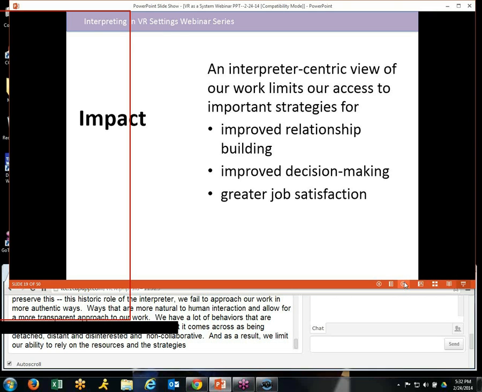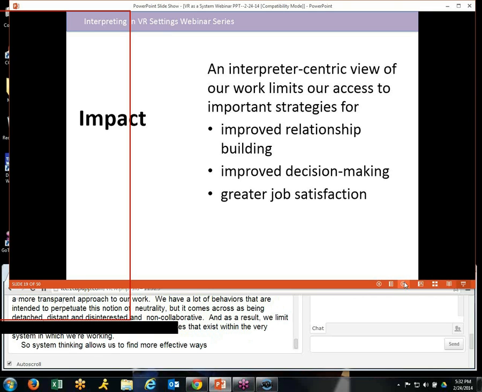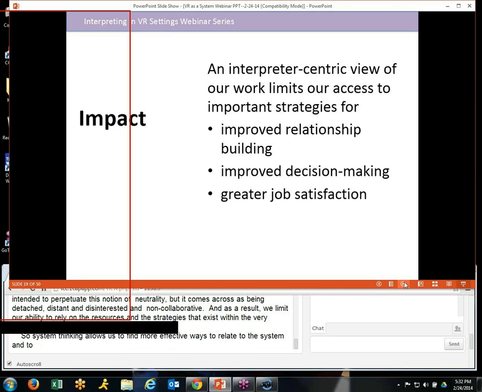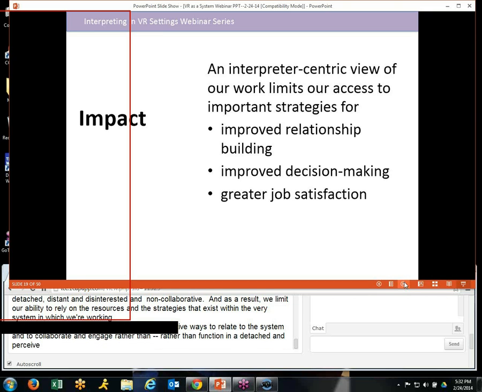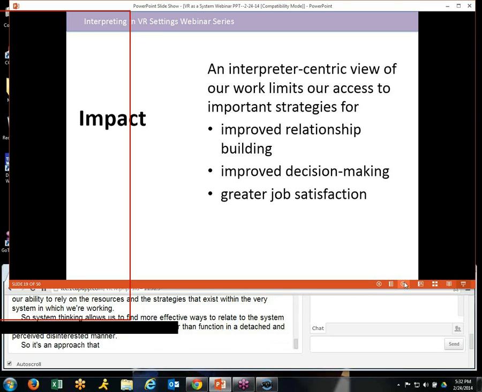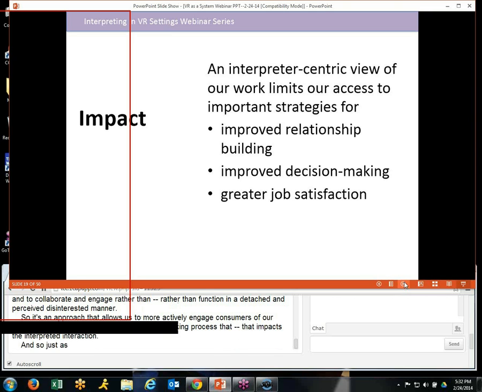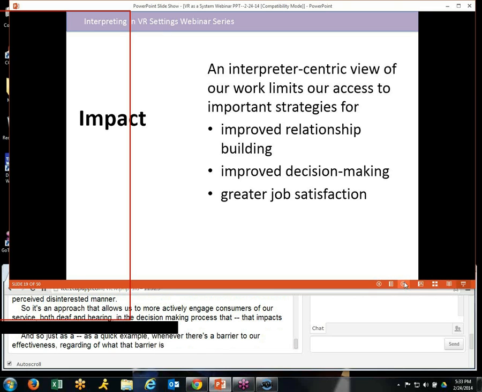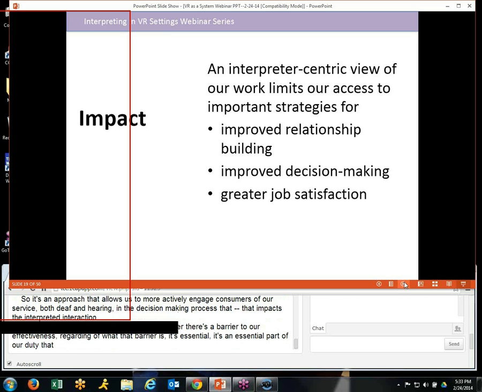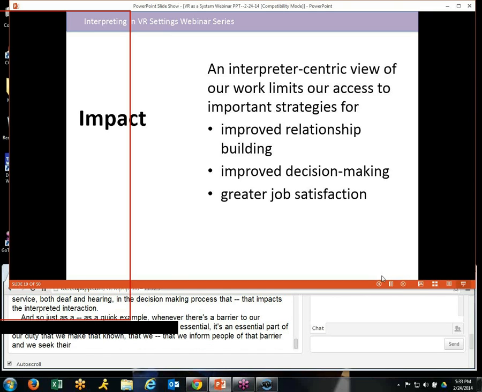So system thinking allows us to find more effective ways to relate to the system and to collaborate and engage rather than function in a detached and perceived disinterested manner. So it's an approach that allows us to more actively engage consumers of our service, both deaf and hearing, in the decision-making processes that impact the interpreted interaction. And so just as a quick example, whenever there's a barrier to our effectiveness, regardless of what that barrier is, it's an essential part of our duty that we make that known, that we inform people of that barrier, and we seek their assistance in finding a resolution to it.